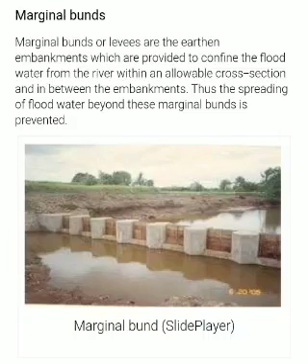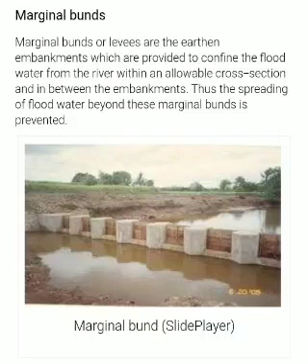Marginal bund or levees. These are the earthen embankments which are provided to confine the flood water from river within an allowable cross section and in between the embankments. Thus, spreading of flood water from marginal bunds is prevented.